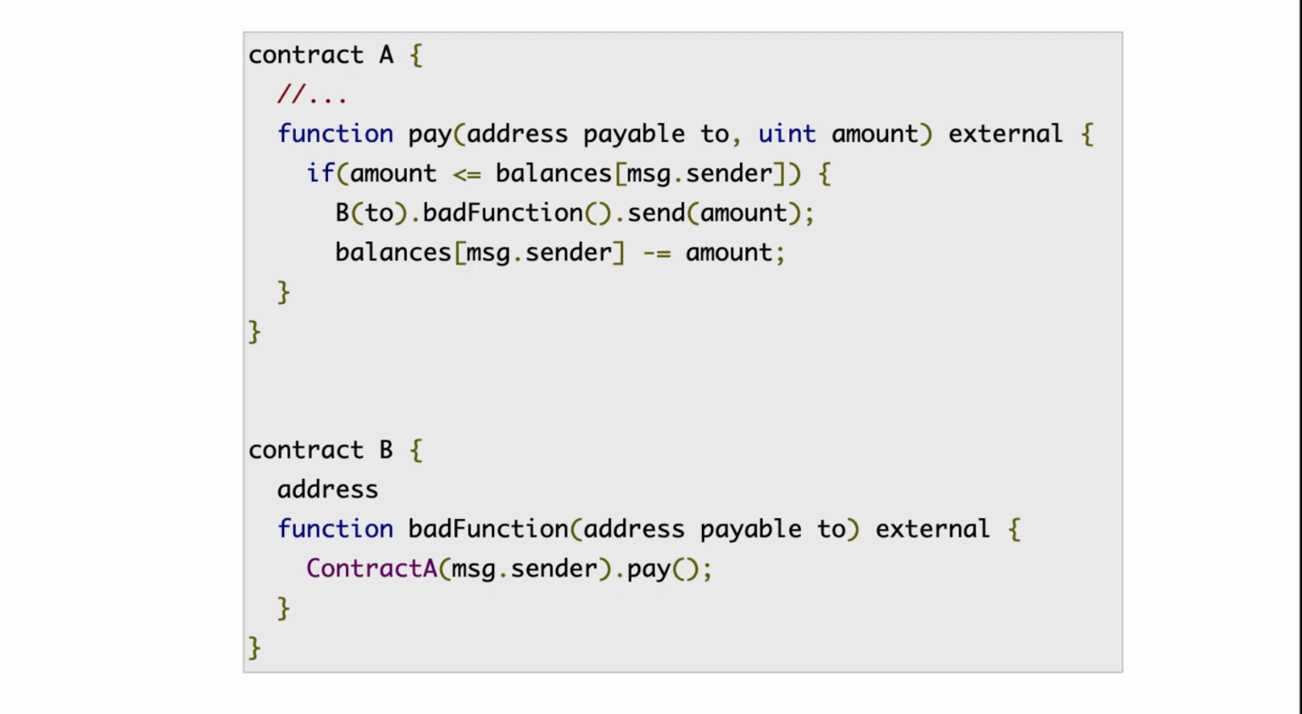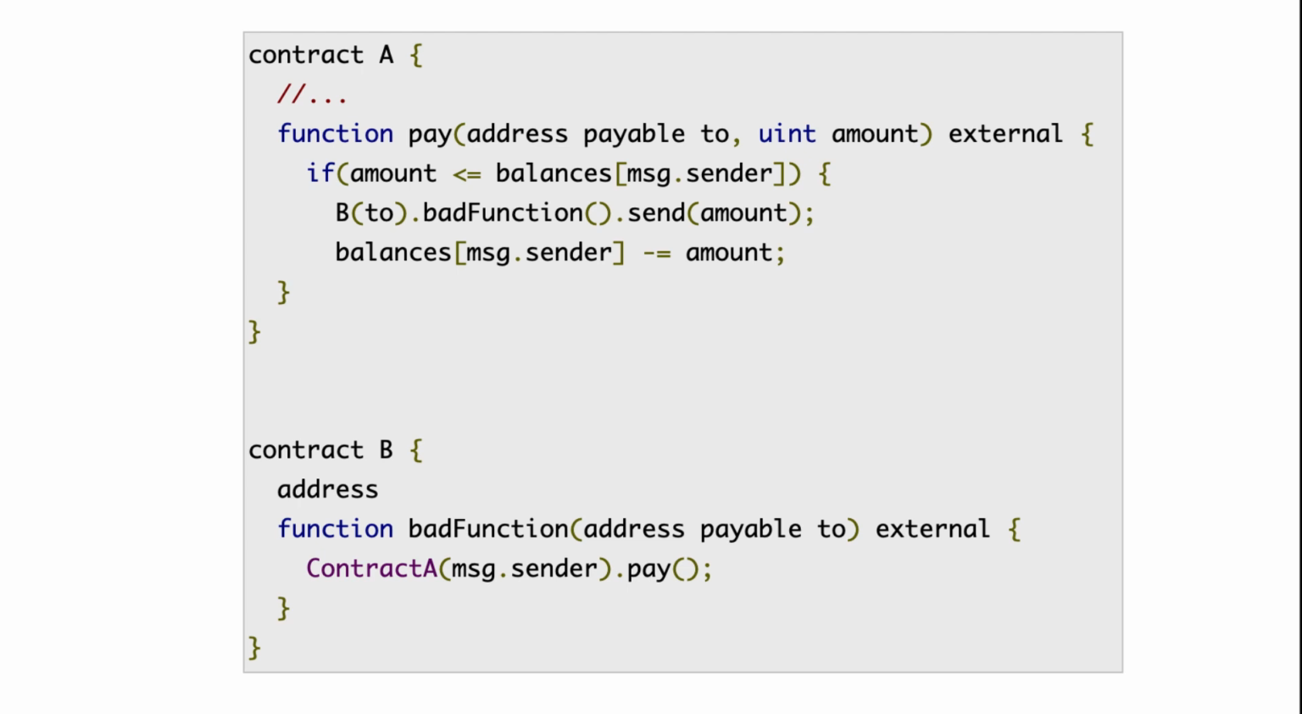First, the pay function checks if the balance of the sender is enough. The attacker will choose an amount which is less than or equal to its balance so that this if condition passes. Then the pay function is going to call the bat function on contract B and send it some ether. And finally, it's going to decrease the balance of the sender.